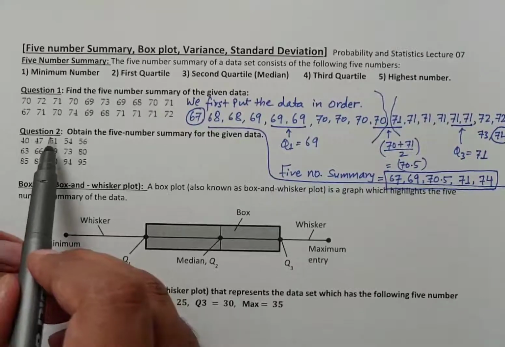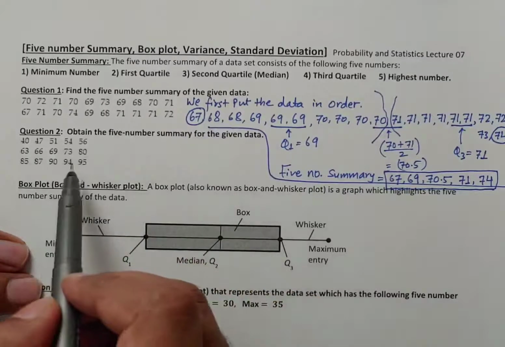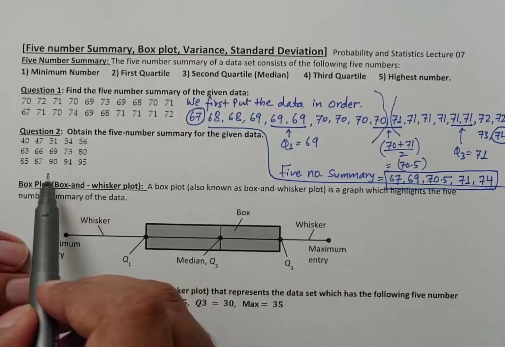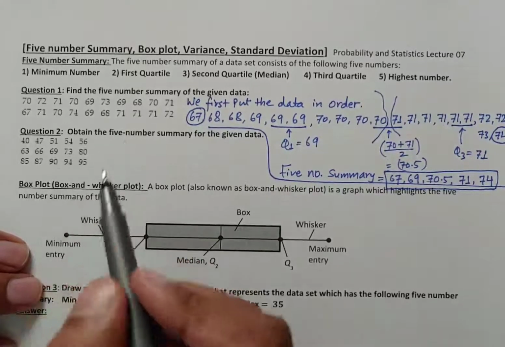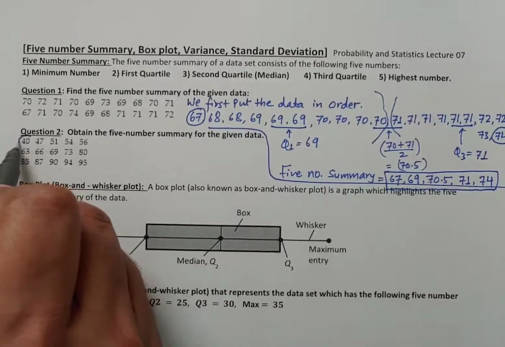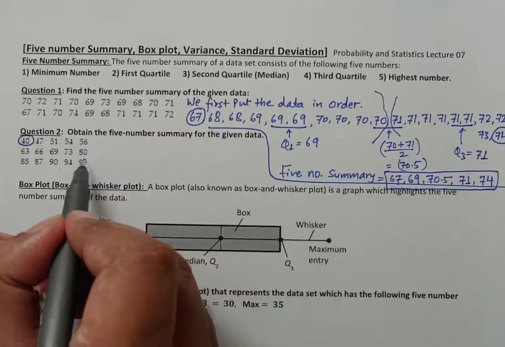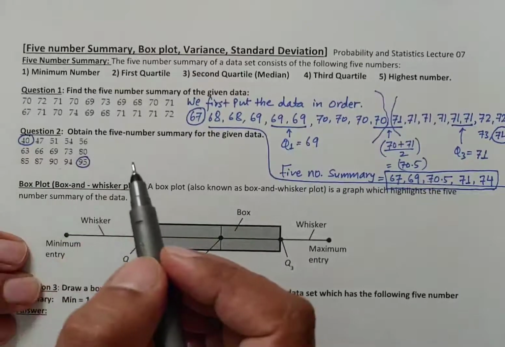Alright, now question 2 is obtain the 5 number summary for the data. And this data is already sorted, so it is already in increasing order. So we choose the minimum number, which is 40, and the maximum number is 95.